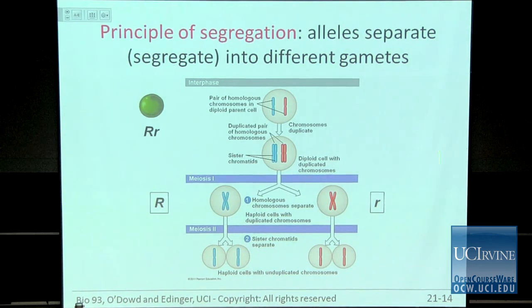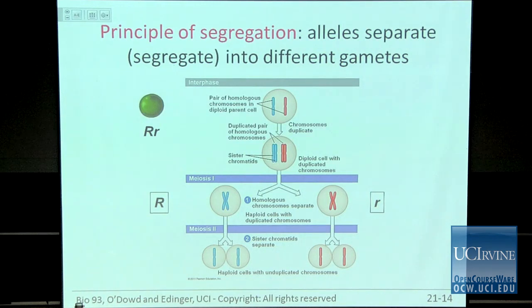And you guys know this because you know a lot about meiosis that Mendel did not know. So let's say the big R allele is on the paternal chromosome, and the little r allele is on the maternal chromosome. These guys are going to separate, and at the end of meiosis, you're going to have only one allele in each of the four gametes.